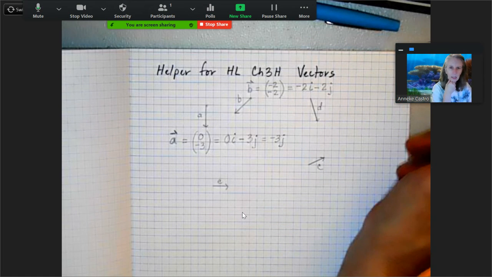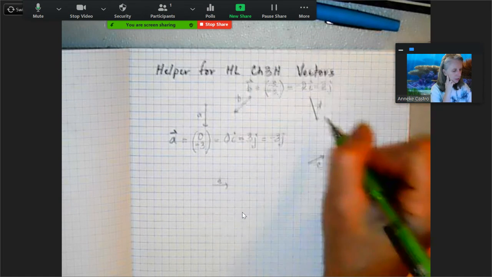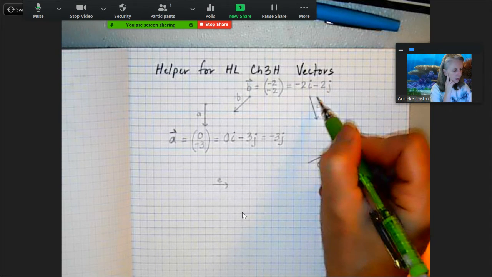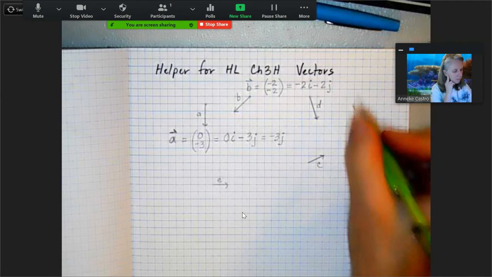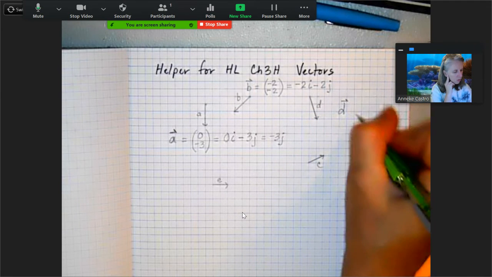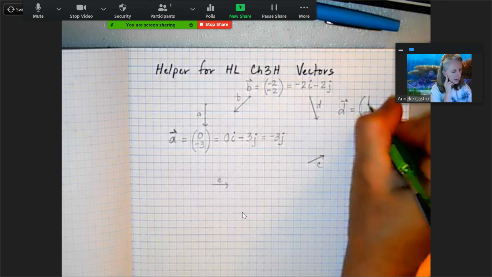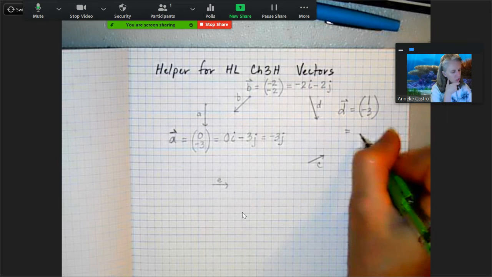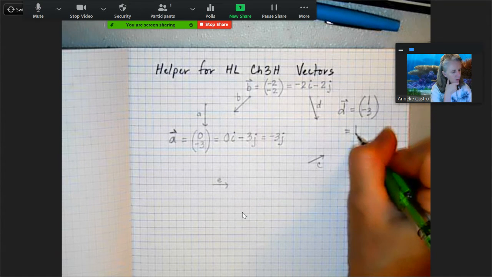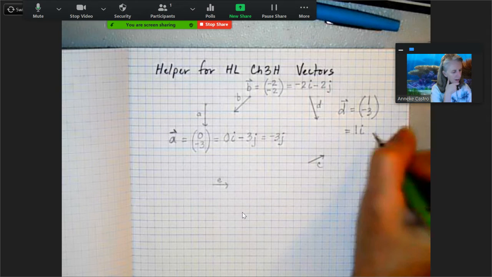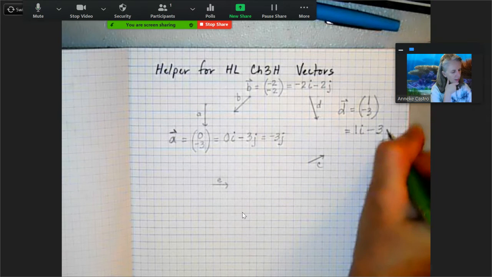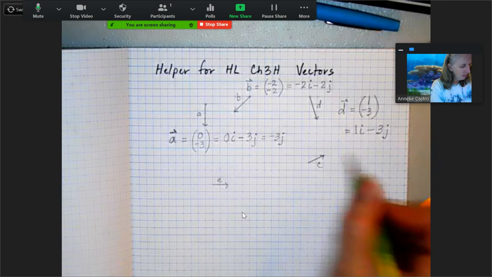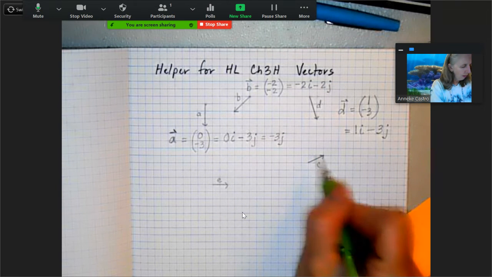All right, the next one, vector D, you can see the little arrowhead is here. Starting from the tail, moving to the head, it's 1 to the right and then 3 down. So vector D is going to be 1 to the right and then down 3. If we put that in our ij notation, that would be 1i, or you don't have to write the 1, you could just write i minus 3j. And C over here, notice it's going up 1 and to the right 2.